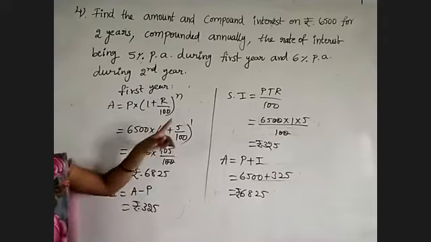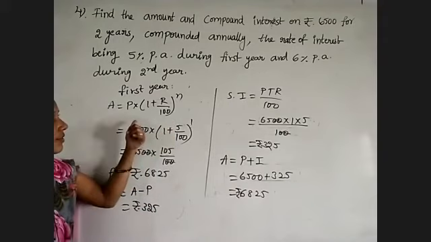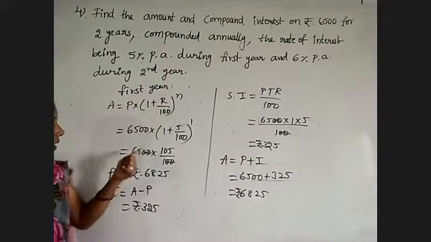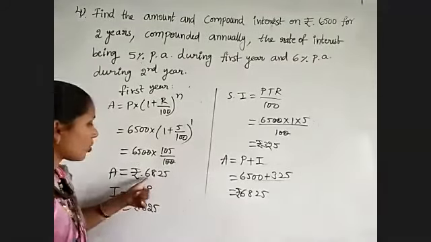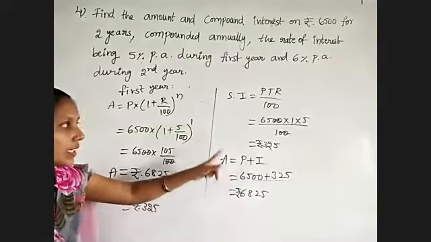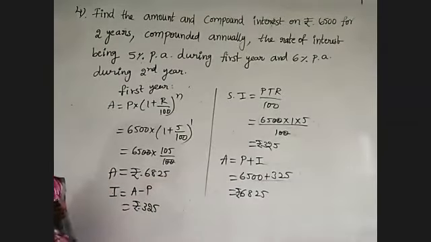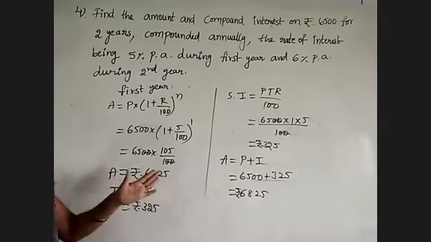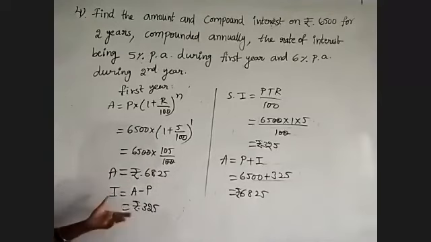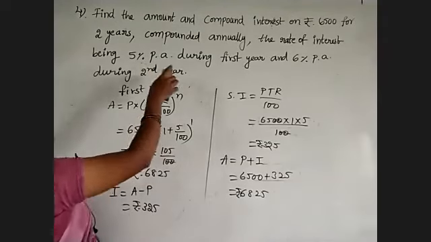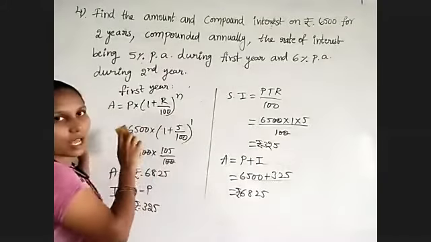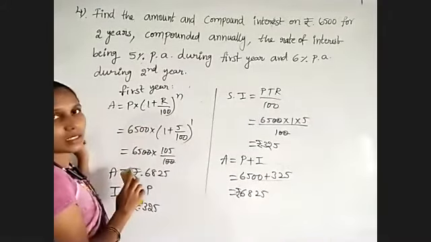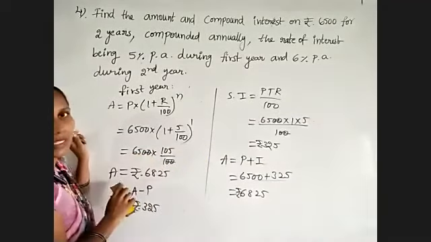And for second year, we have to take rate of interest as 6%. If you are taking simple interest process, this amount 6,825 you need to consider as principal. Understand? So here also same thing. Because this question is given as compound interest, I am using compound interest formula only instead of simple interest. But we can do in both the methods.